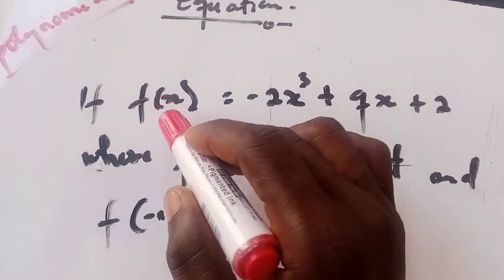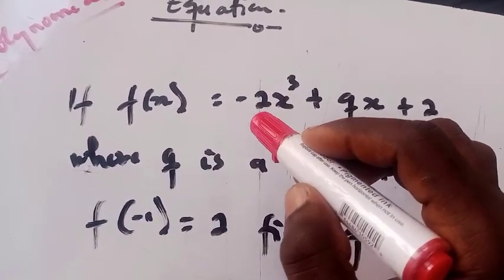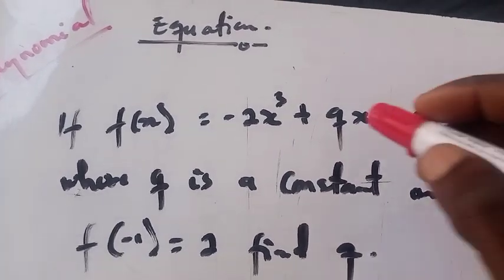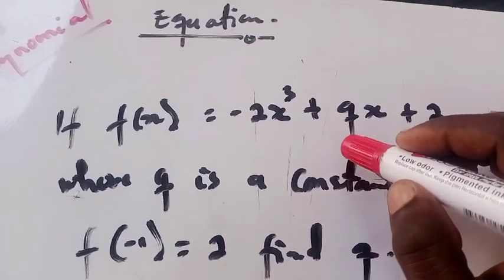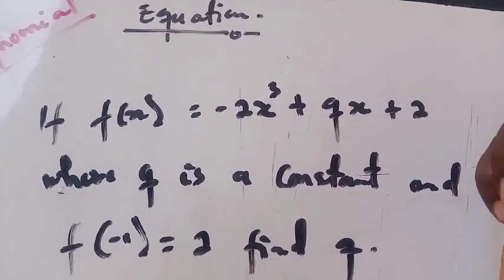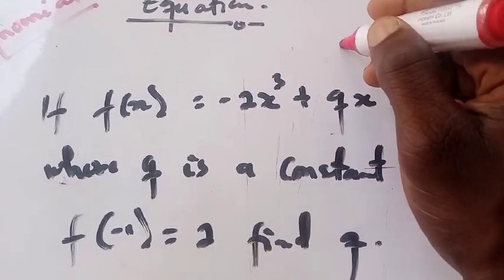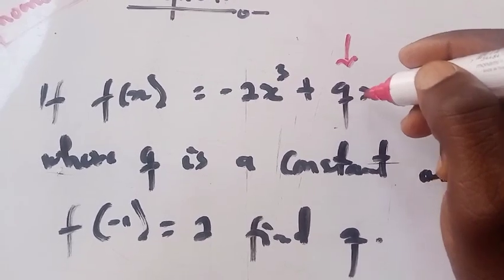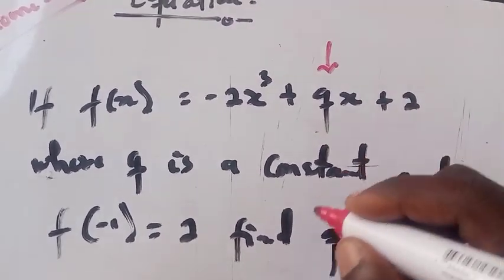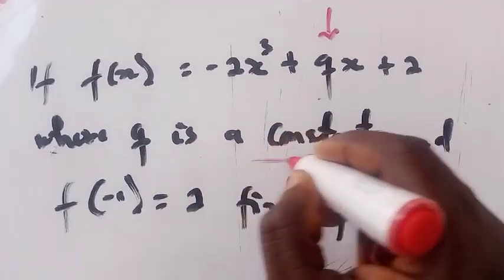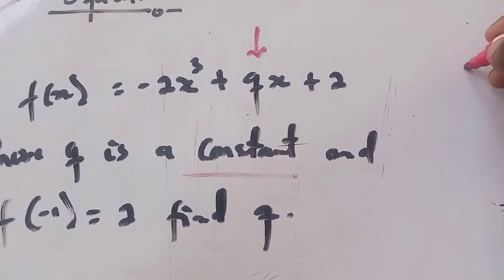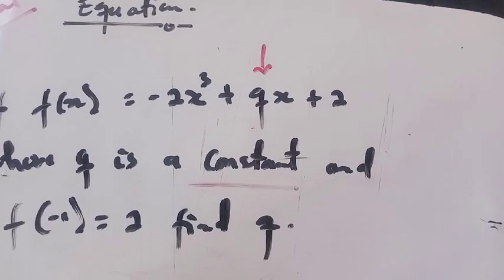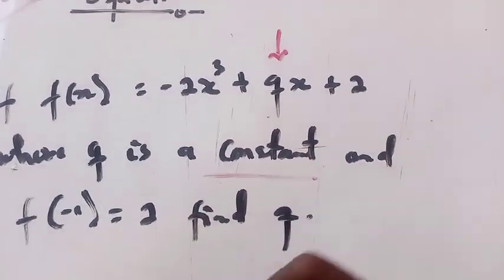So we have f of x that is equal to negative 2x exponent 3 plus qx. So this is what you see something like this is a letter or a number that is missing, so k, and then plus 2, where this k is a constant. So the meaning of constant is that it can be 0, 1, negative 2, and so on and so forth, right? So it doesn't involve any variable. That's the meaning of the constant.